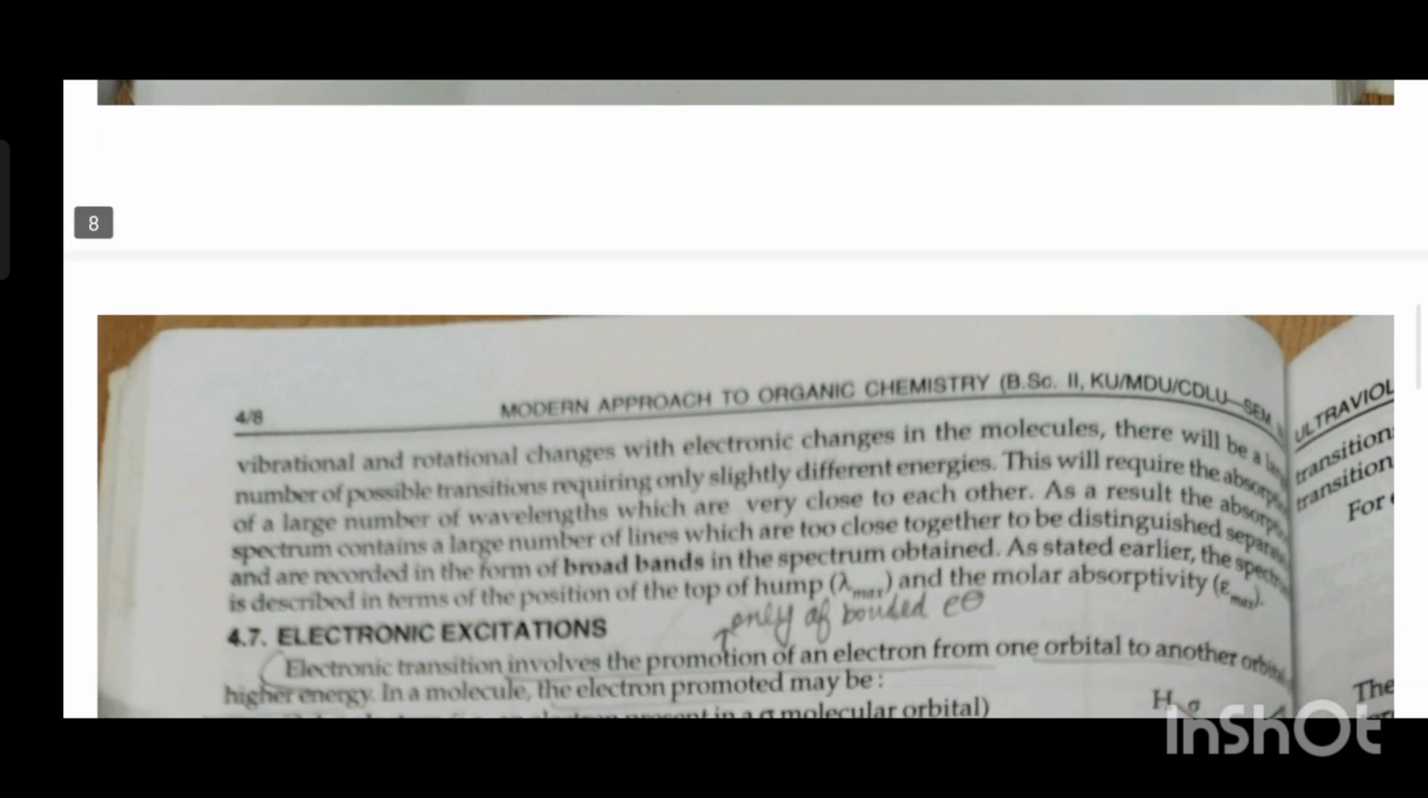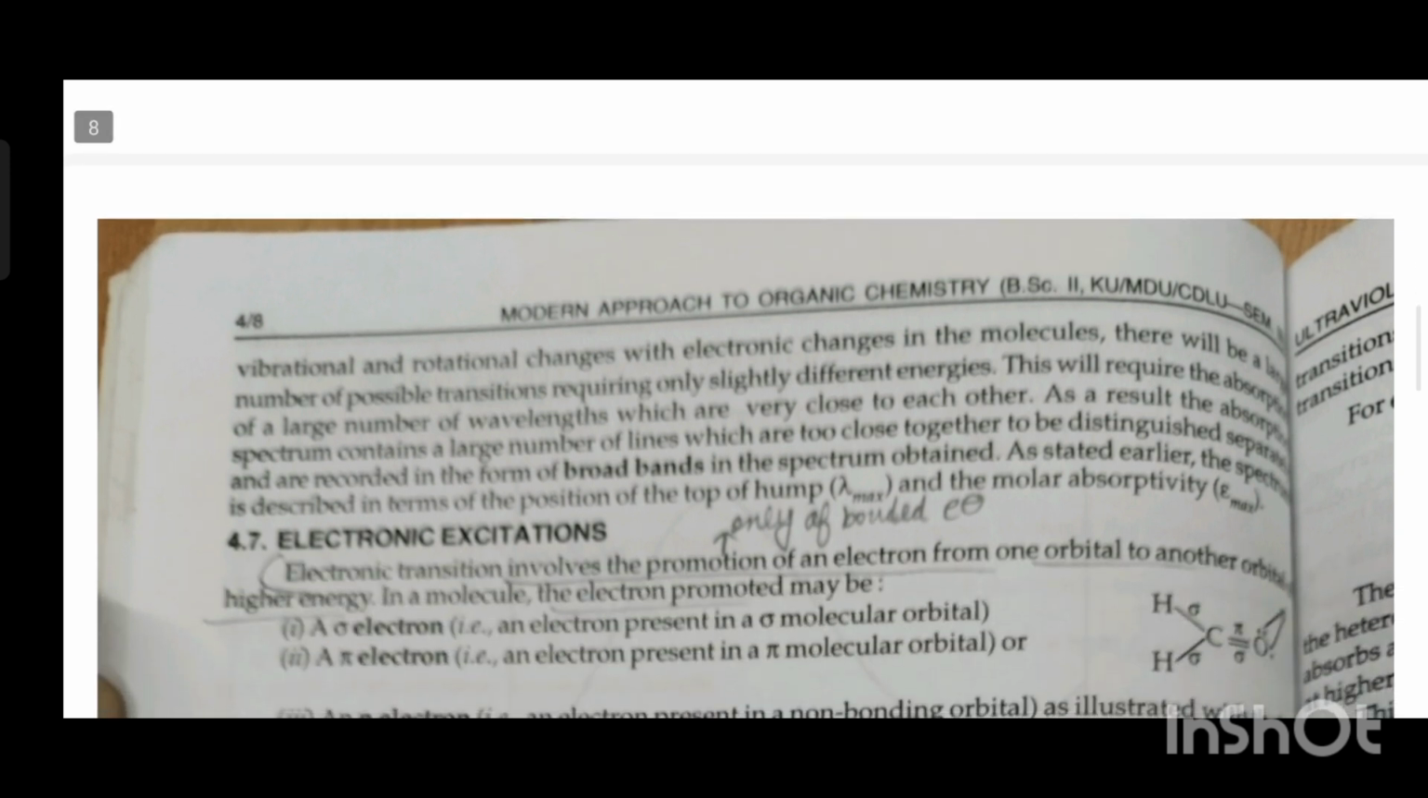the molecule, there will be a large number of possible transitions requiring only slightly different energies. This will require the absorption of a large number of wavelengths which are very close to each other. As a result, the absorption spectrum contains a large number of lines which are too close together to be distinguished separately and are recorded in the form of a broad band. As stated earlier, the spectrum is described in terms of the position of the top of the humps and the molar absorptivity.